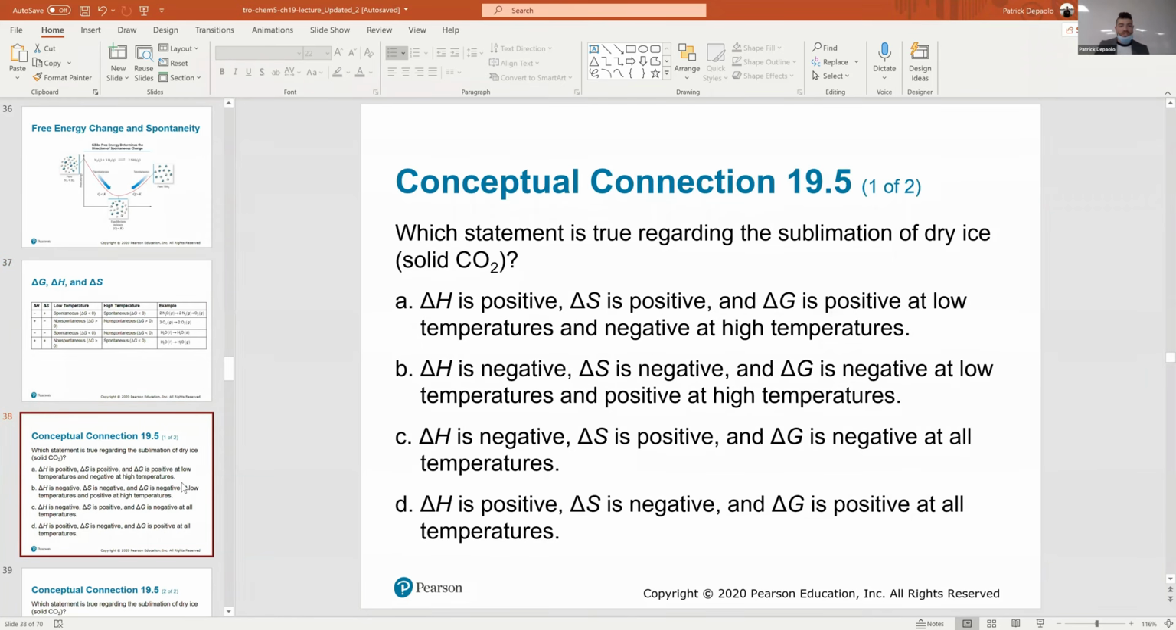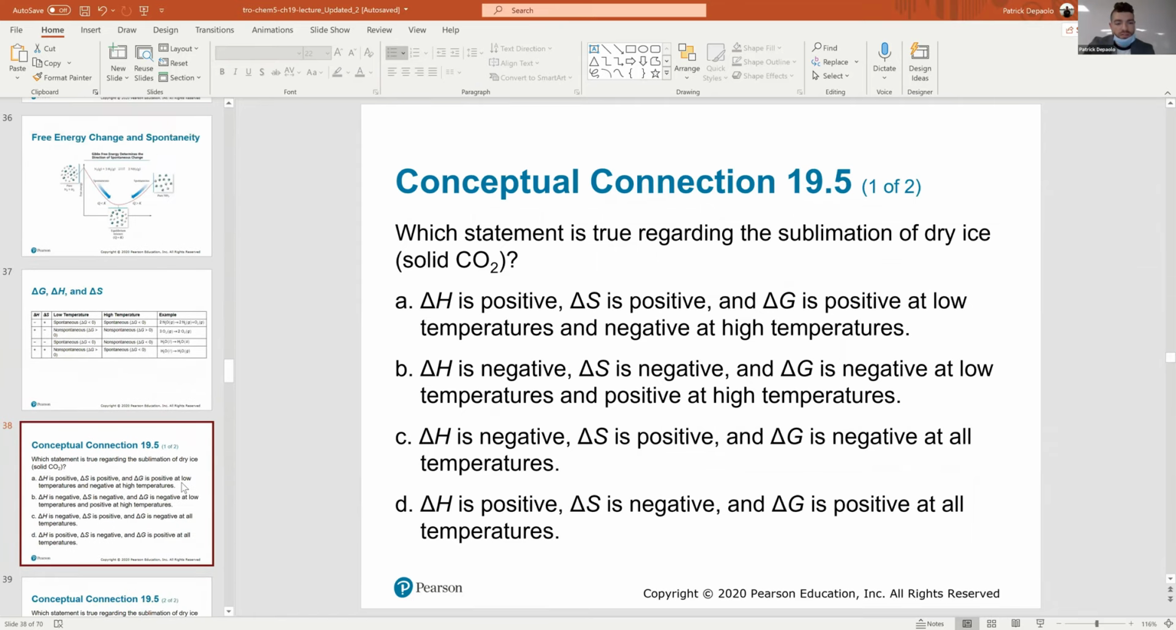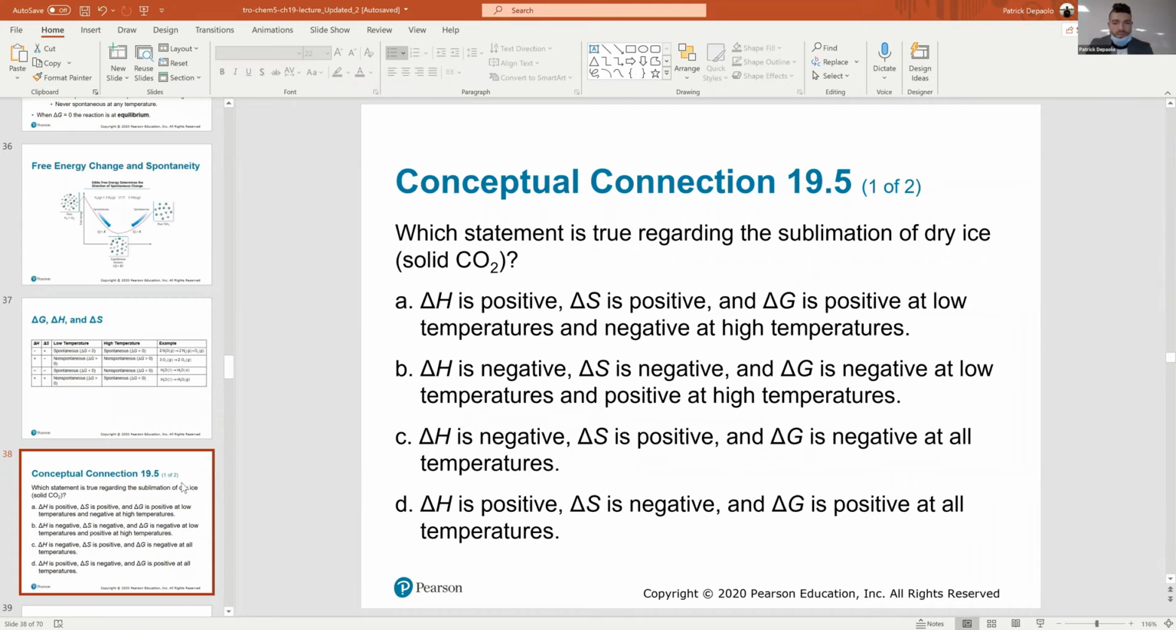All right, conceptual question. State which statement is true regarding the sublimation of dry ice. So, sublimation of dry ice. First question should be, well, since we're dealing with temperatures here, I would say go through the answer choices. I'll give you a second and then tell me what you think.